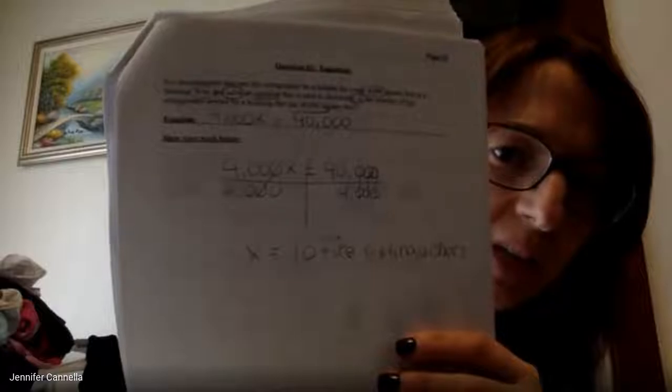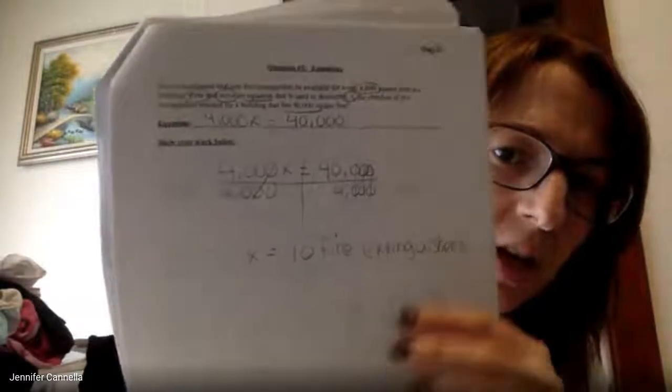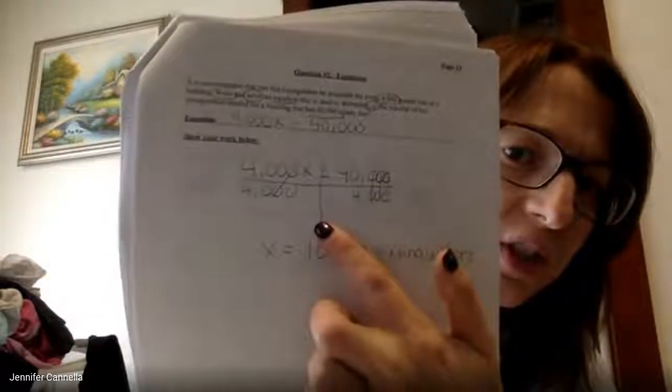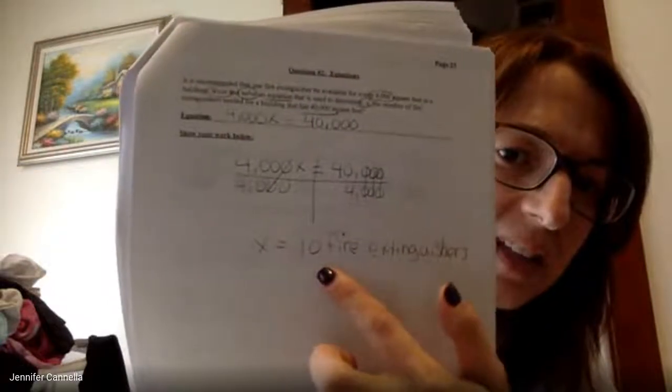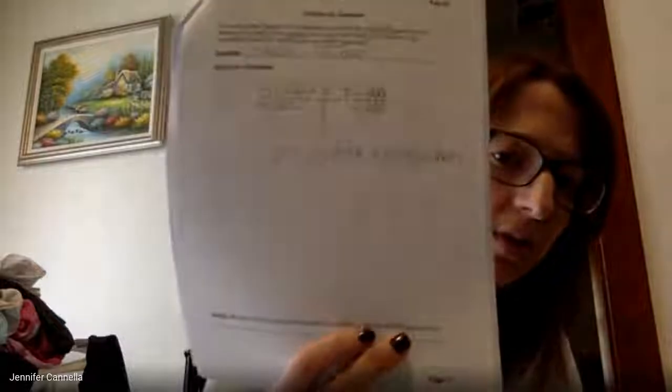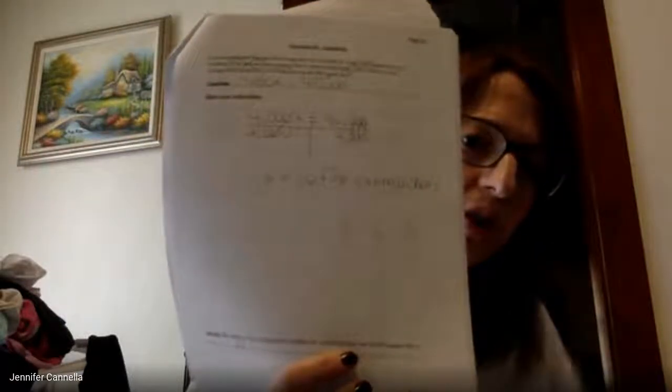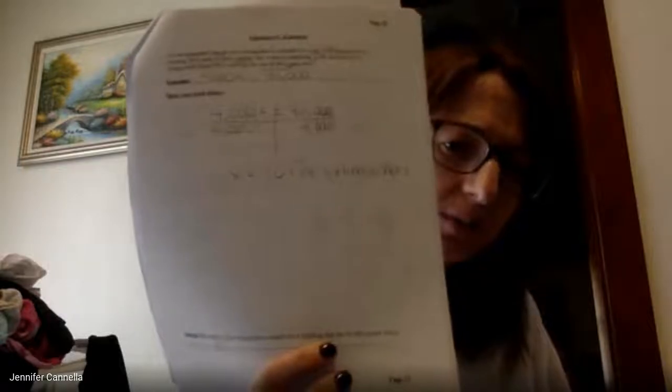On the next page, the equation is 4,000x equal 40,000 using the wall method. This is multiplication. The inverse is division. I divide by 4,000 on both sides, and I get x equal 10 fire extinguishers. So that is your final answer. Does anyone have any other questions? Now's the time to ask.